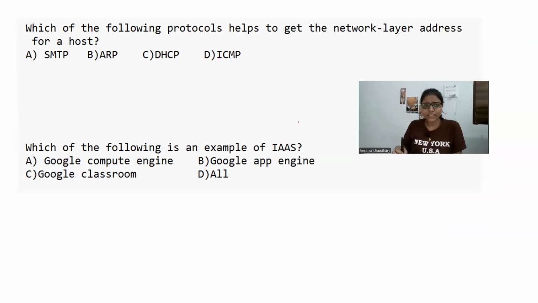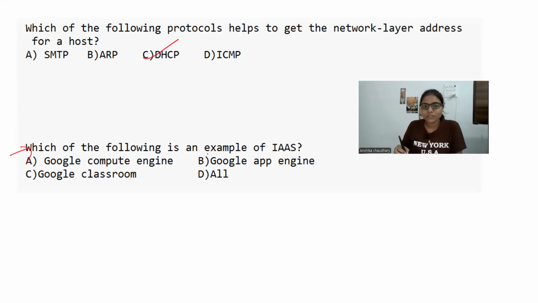All right. The next question is, which of the following protocols helps to get the network layer address for a host? SMTP, ARP, DHCP, or ICMP? So DHCP will be the correct answer for this particular question. I hope it makes sense. Let's move on to the next question. We will be seeing the explanation as well.